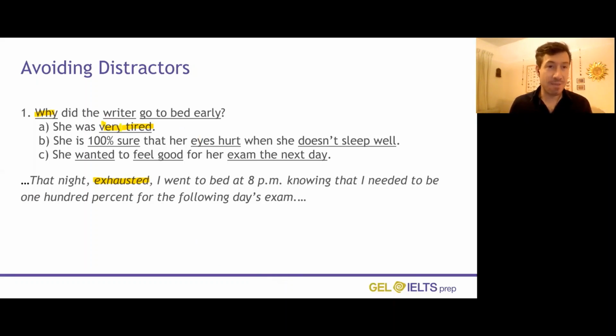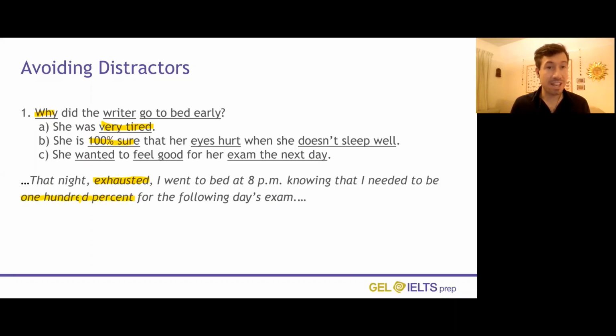The synonym or the key word has the same meaning, but it doesn't give us the correct answer to the question. Now let's look at the second one. So we can see here it says she is 100% sure that her eyes hurt when she doesn't sleep well. But if we look at this, we can see 100%.